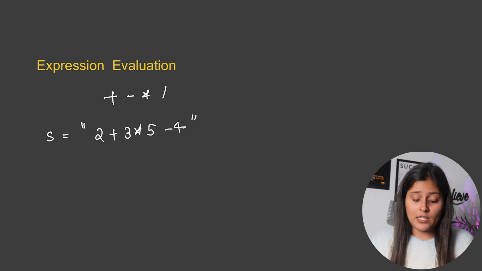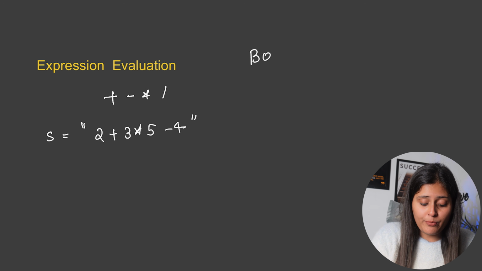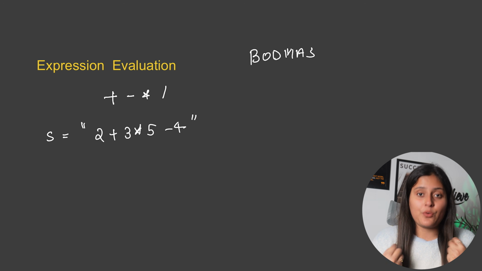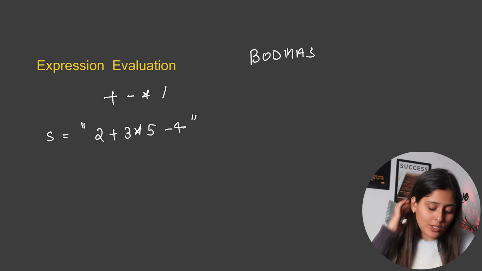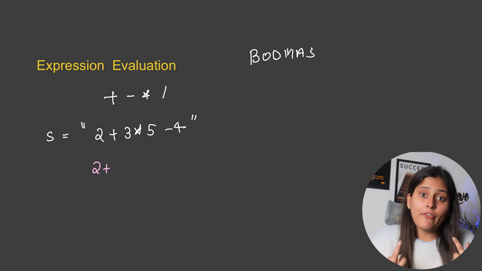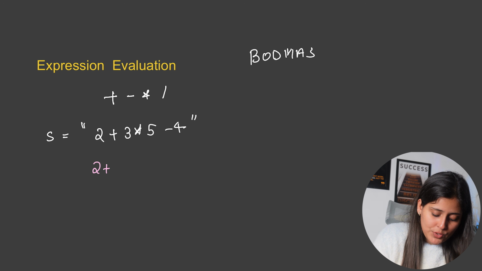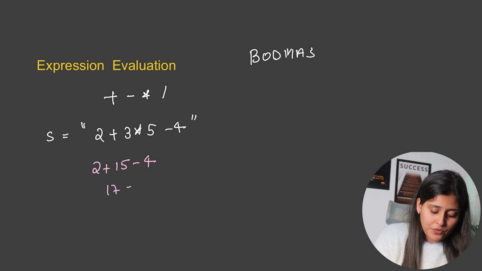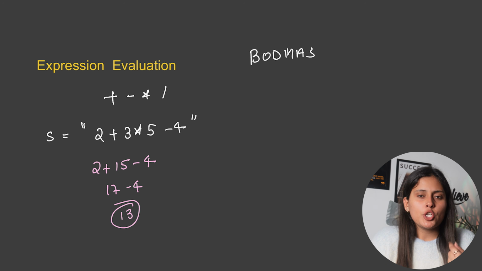So if you evaluate with the logic of the BODMAS rule, you can only do multiplication and division at first, and at the end you will do addition and subtraction, correct? With this logic, your final answer will be 2 plus 3 into 5, which is 15, then 17 minus 4, which means 13 as the answer. So what did you do?